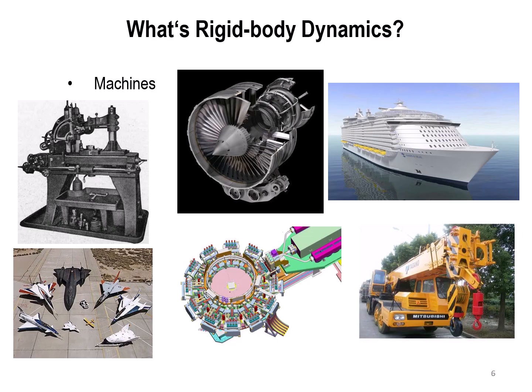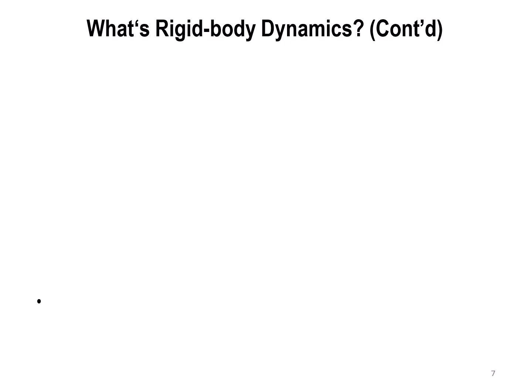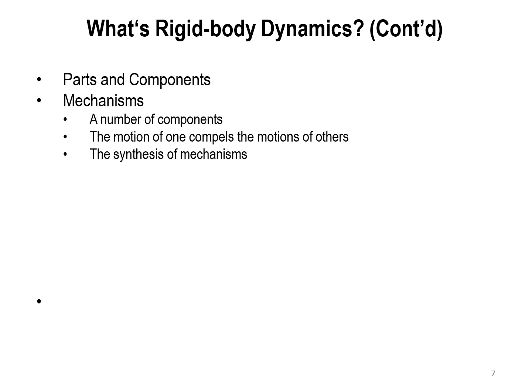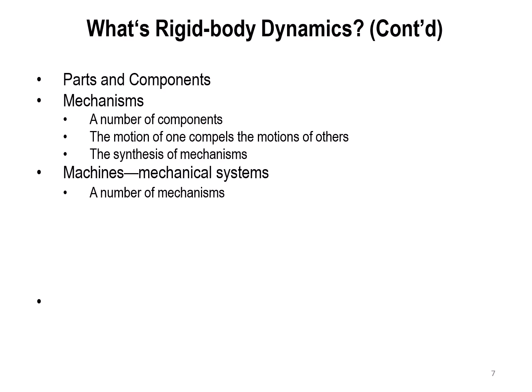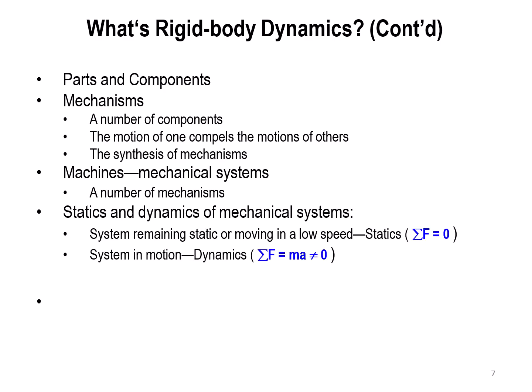At the same time, the mass itself is going to have a linear velocity and linear acceleration, which is how many meters we are going to move per second and how many meters per second squared we are accelerating. So the parts and components we have, and also the mechanisms, like the number of components, the motion of one couples the motion to the others, and the synthesis of the mechanisms. Also the machine, like the mechanical systems, like the number of mechanisms we are going to have in one system. The statics and dynamics of the mechanical system.